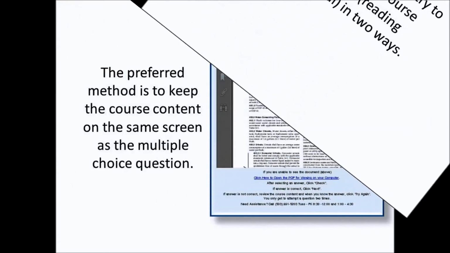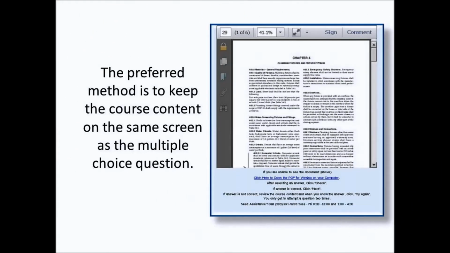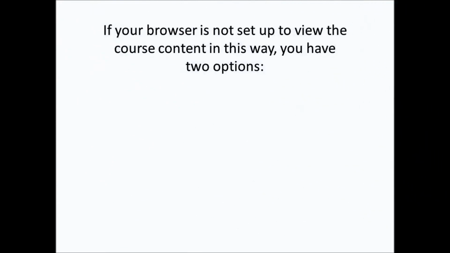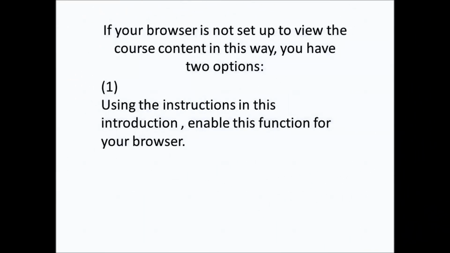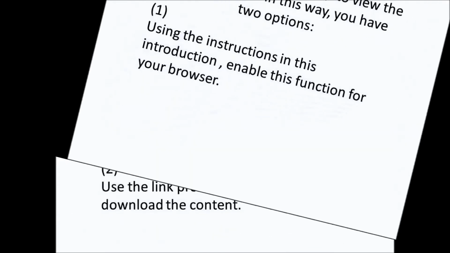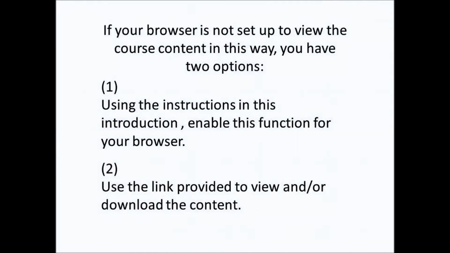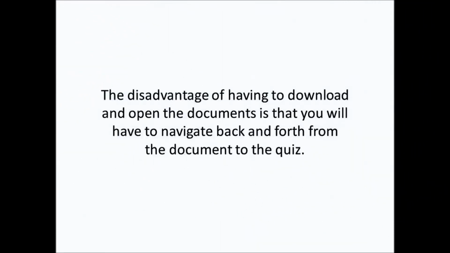For this reason, we try to provide the course content, the reading material, in 2 ways. The preferred method is to keep the course content on the same screen as the multiple choice question. If your browser is not set up to view the course content in this way, you have 2 options. 1. Using the instructions in this introduction, enable this function for your browser. 2. Use the link provided to view and/or download the content. The disadvantage of having to download and open the document is that you will have to navigate back and forth from the document to the quiz.